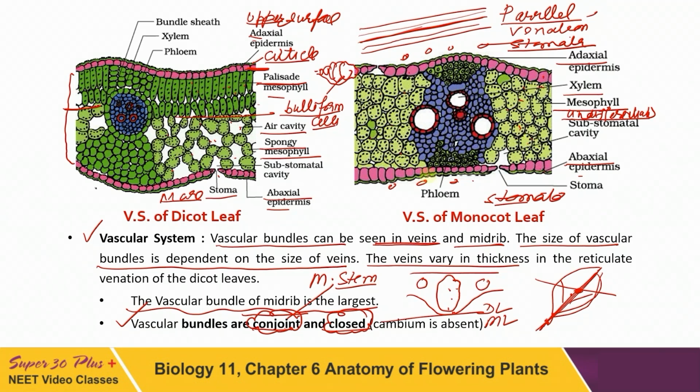This is one of the vascular bundles, enlarged. What is this? This is the xylem. Xylem is towards the upper epidermis. Protoxylem is towards the upper epidermis. This one is metaxylem. Can you remember? This one is protoxylem, and here this one is phloem. So in the vascular bundle, phloem and xylem are joined together. The vascular bundle will be conjoint, and this is closed because the cambium is absent.